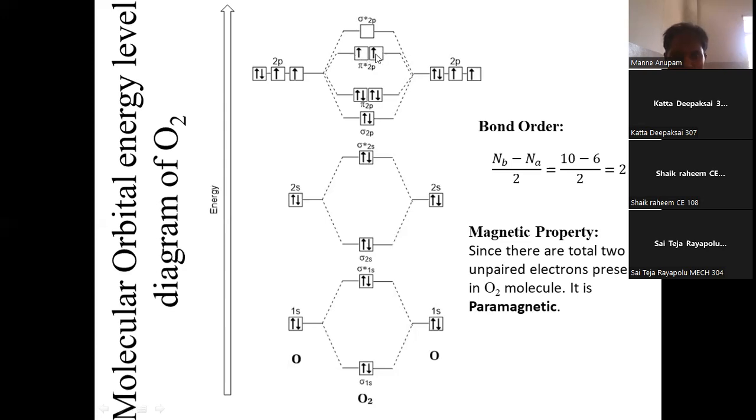These two unpaired electrons present in the oxygen molecule make it paramagnetic. Meaning the oxygen molecule exhibits magnetic nature, a magnetic property, and that's why this is called paramagnetic. Since there are a total of two unpaired electrons present in the oxygen molecule, it is paramagnetic.